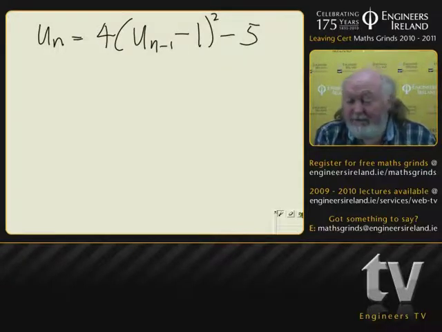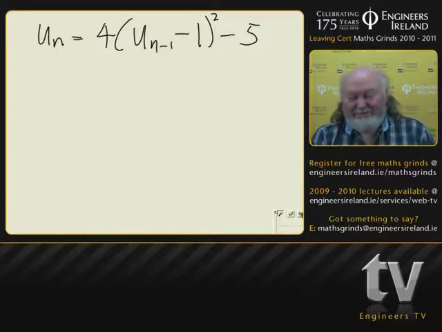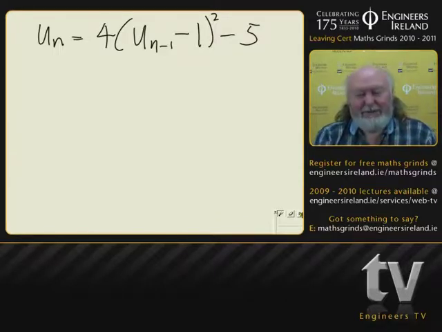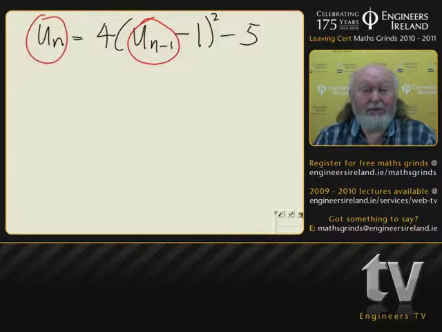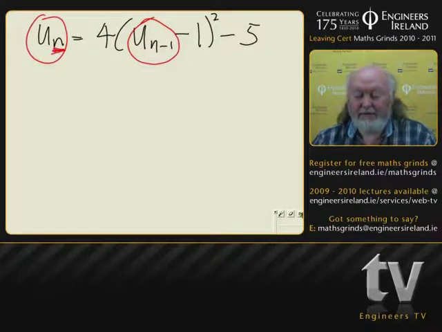Don't blame me for this one. This is straight out of the book. But basically, the important thing about this is, here's my previous term, whatever answer it was. And I'm saying, if I took 1 away from it, squared it, multiplied it by 4, and took 5 away from that, I'll get the new one, this guy. So I can get the nth one from the n minus 1 one. And that's how it works.